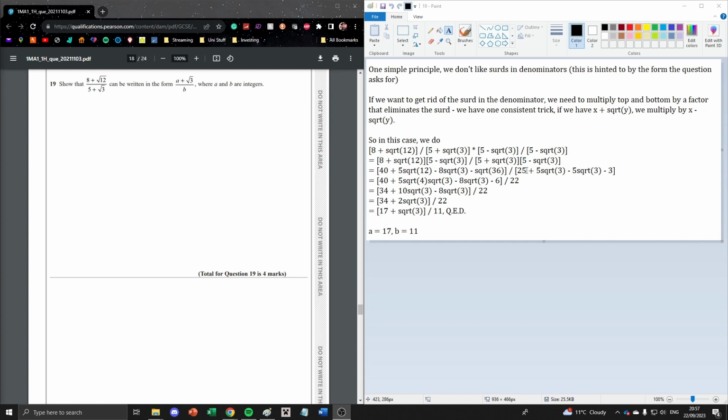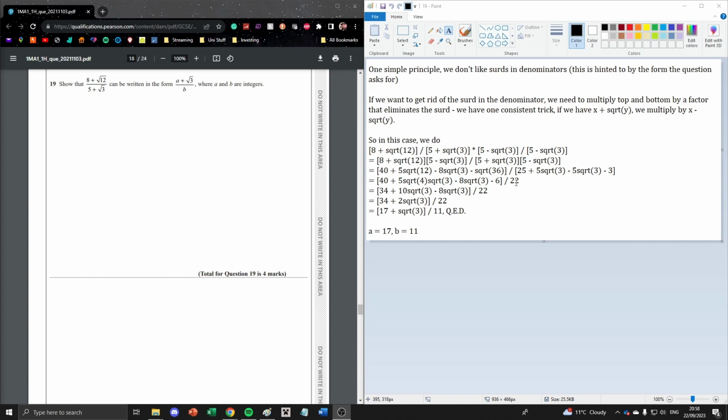And then we divide by, again expanding these brackets out, 25 from 5 times 5, 5 square root 3 from here, and then minus 5 square root 3 from here. So they're going to cancel out, as we wanted them to. And then minus 3 from plus square root 3 times minus square root 3. Simplifying these, we're going to get 40 plus 5 square root 4 square root 3. That's just the rewriting of this square root 12, minus 8 square root 3, minus 6, because the square root of 36 is 6.